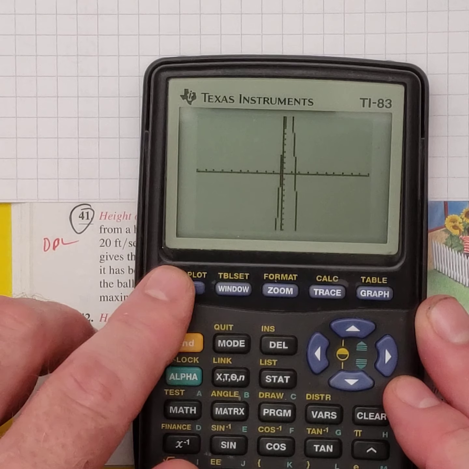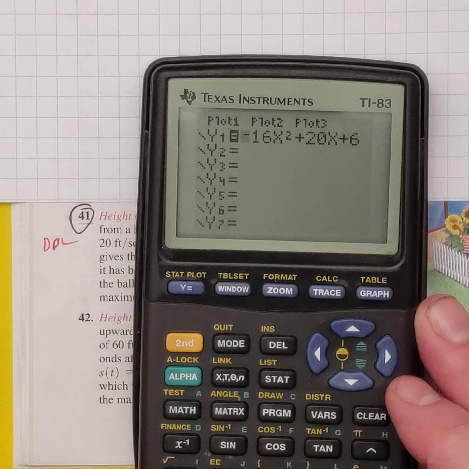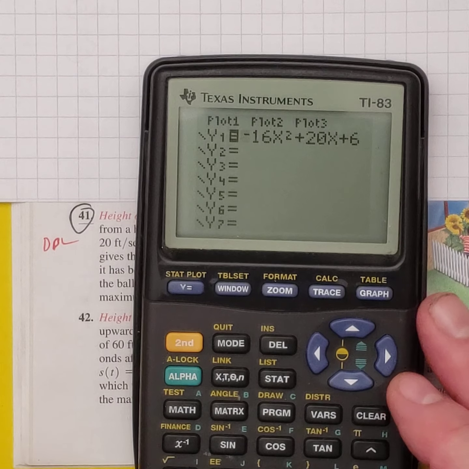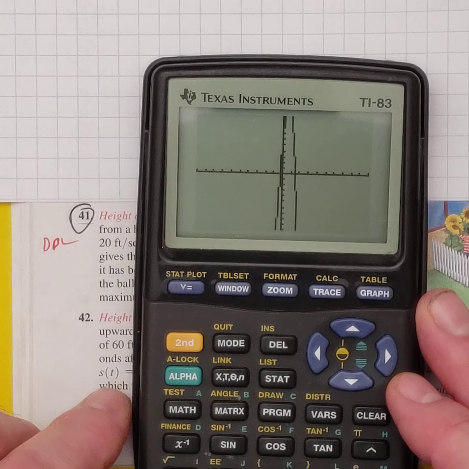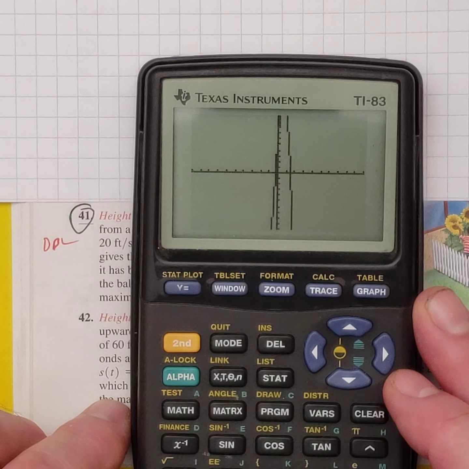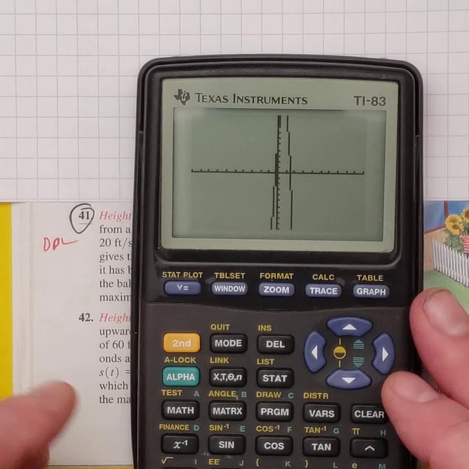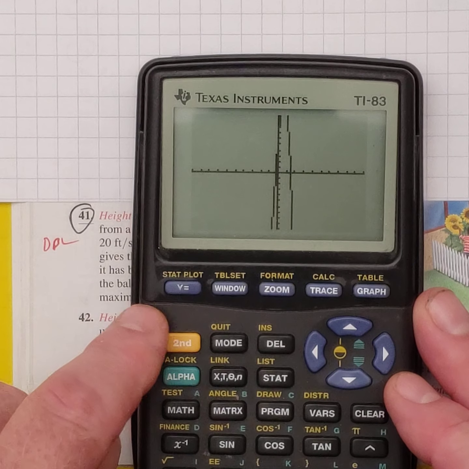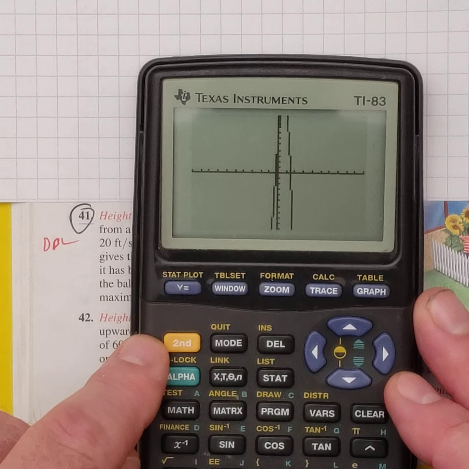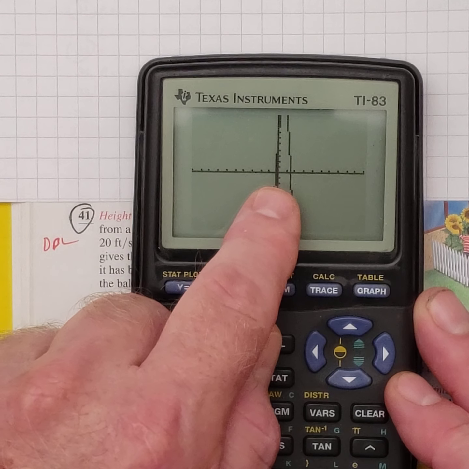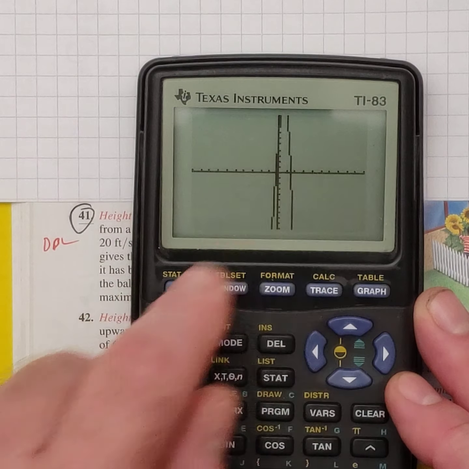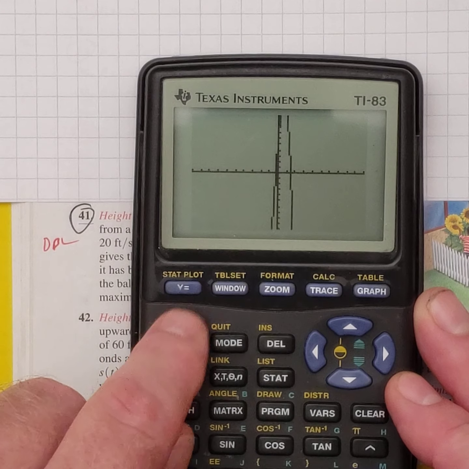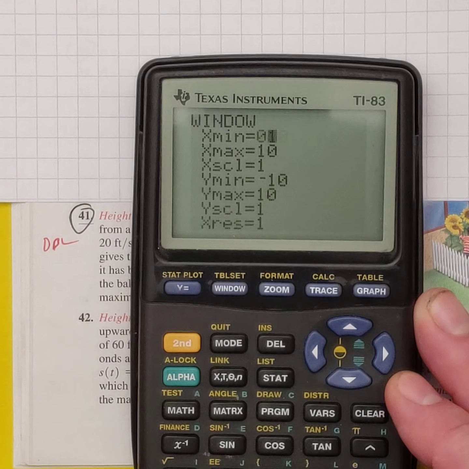Go to the y equals screen and put in the function. We get negative 16x squared plus 20x plus 6. We go to our graph screen, and it's not a real nice graph. It's okay. We can tell it's an upside down parabola, but let's look at this screen here. Let's adjust this a little bit. It looks like it lands after only about 1.5 seconds. So I'm going to change my window to go from 0 when it was launched to 2 seconds.